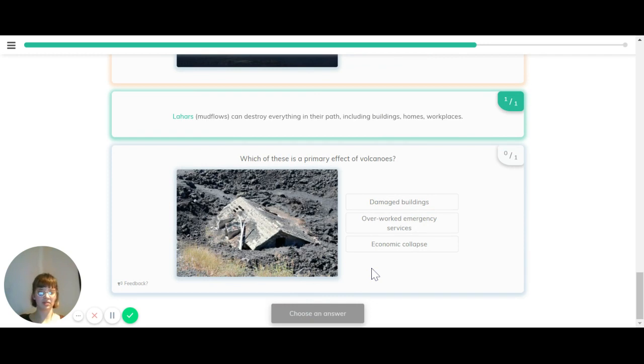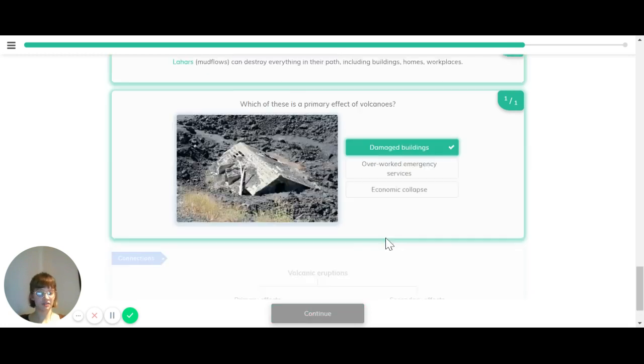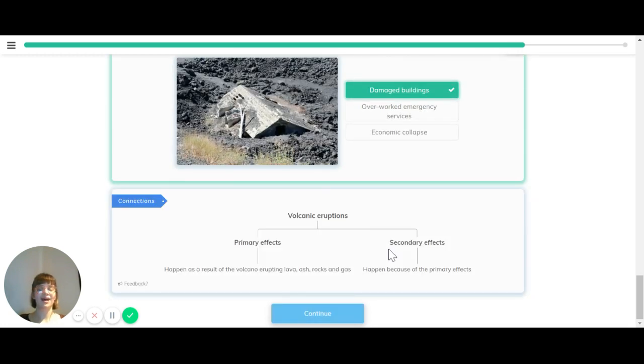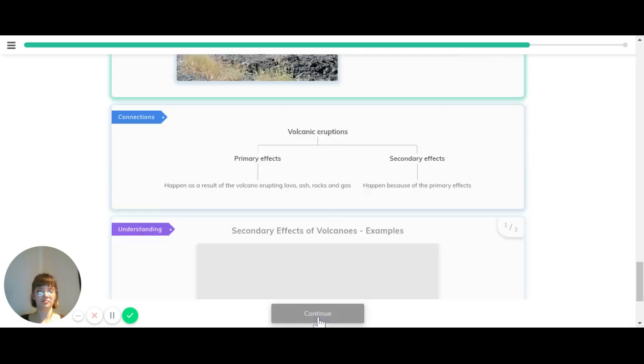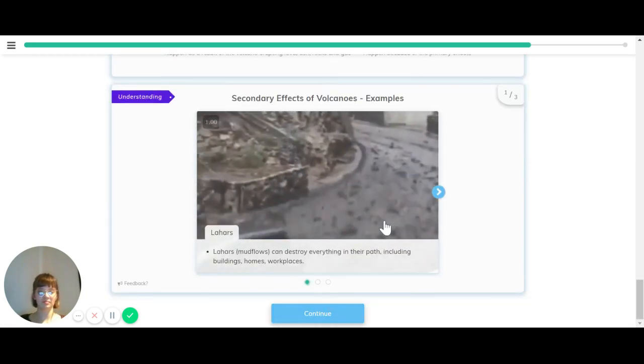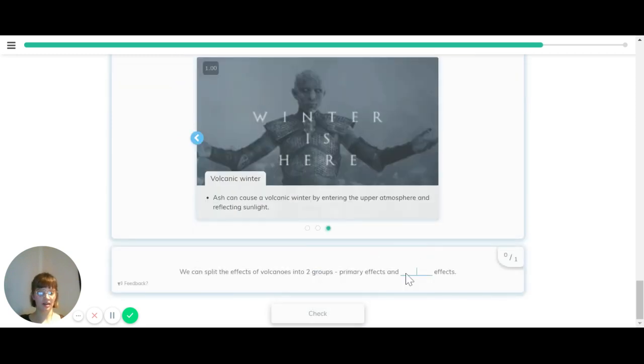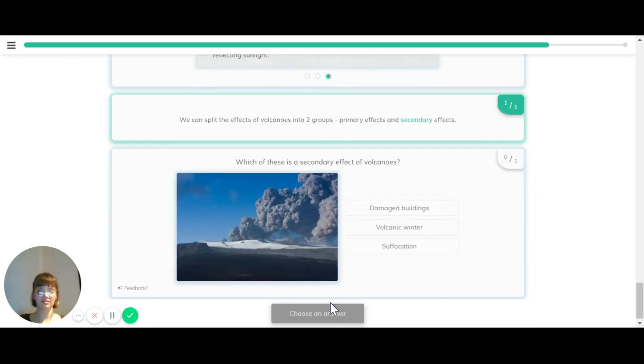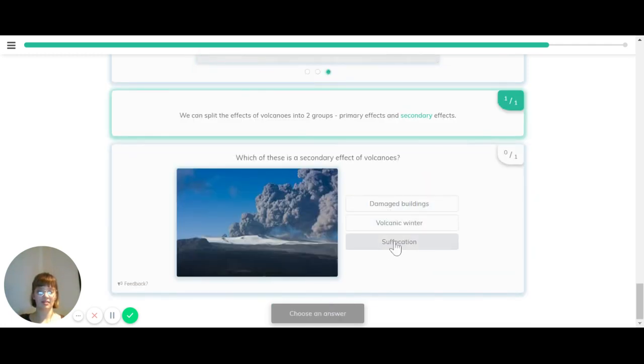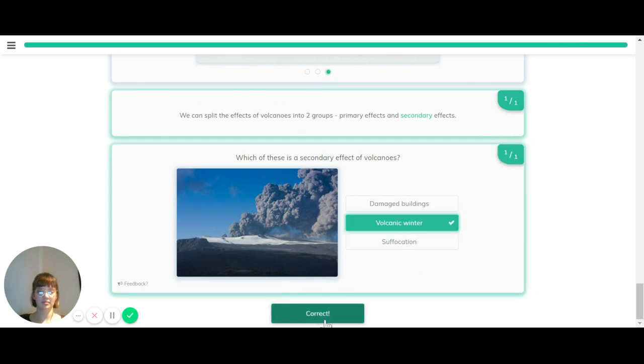Which of these are the primary effects of volcanoes? We've got damaged buildings, overworked emergency services, and economic collapse. Now, damaged buildings is the primary effect, because these other effects, overworked emergency services and economic collapse, happen because of the primary effects. And just to recap, all right from the top, we can split the effects of volcanoes into two groups: primary effects and secondary effects. And that's the topic.